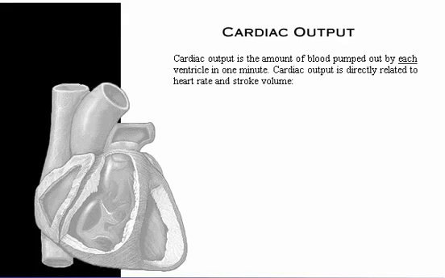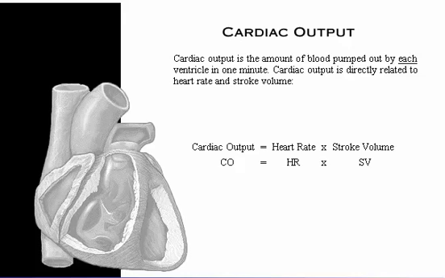Cardiac output is the amount of blood pumped out by each ventricle in 1 minute and is directly affected by heart rate and stroke volume. Shown as an equation, cardiac output equals heart rate times stroke volume.